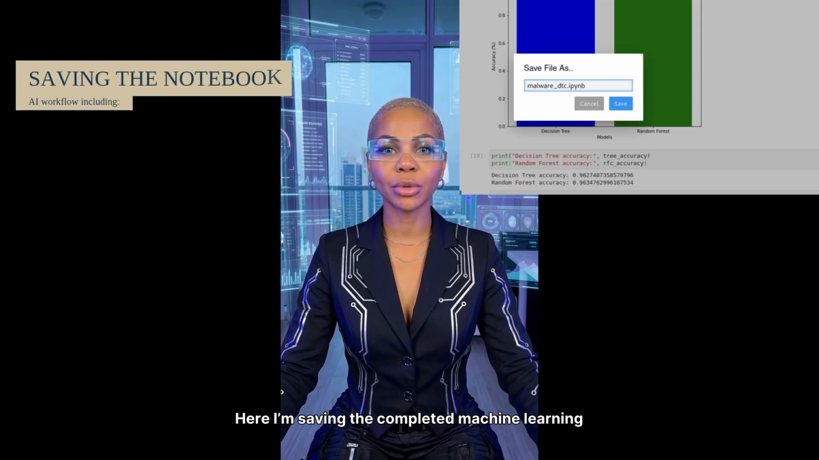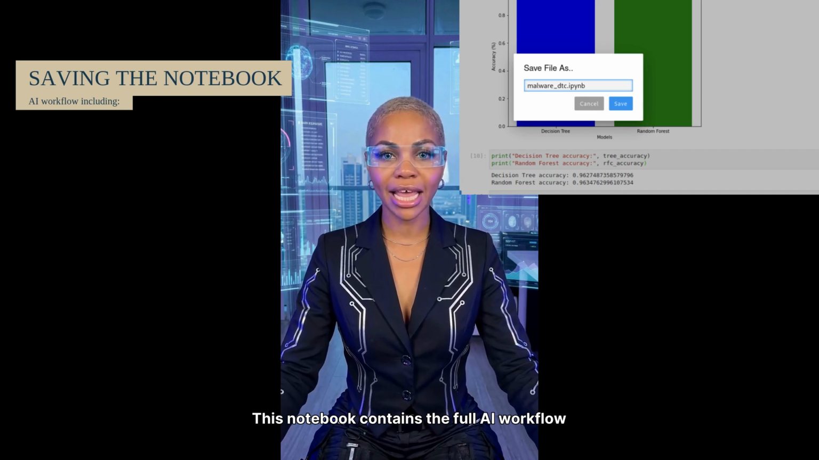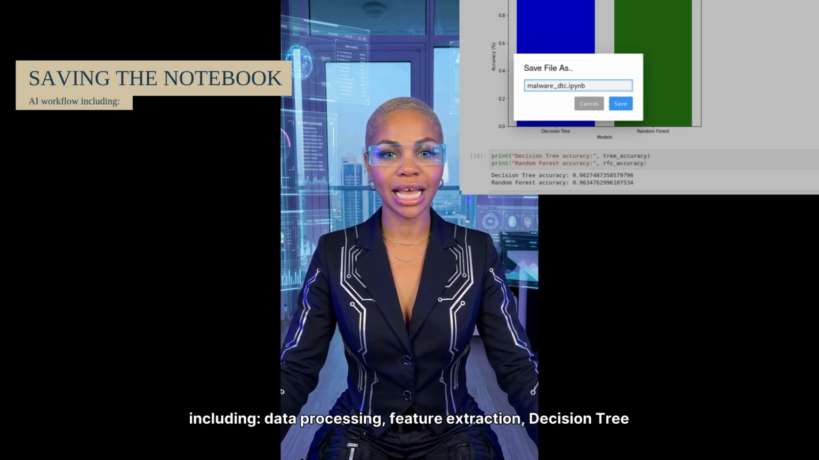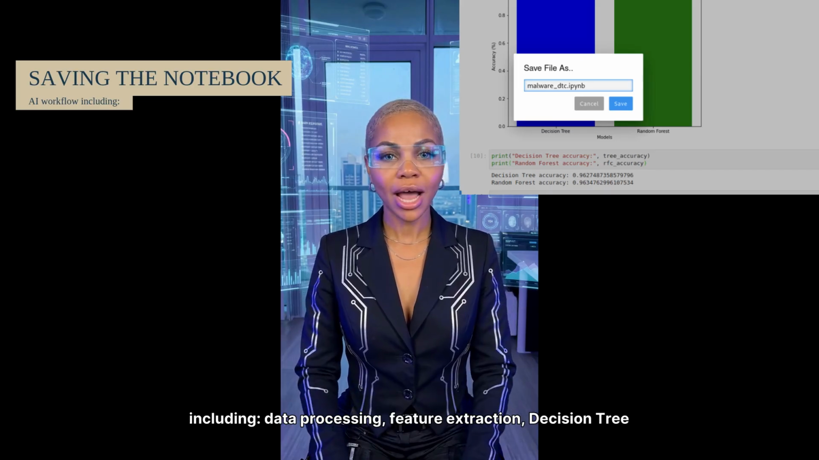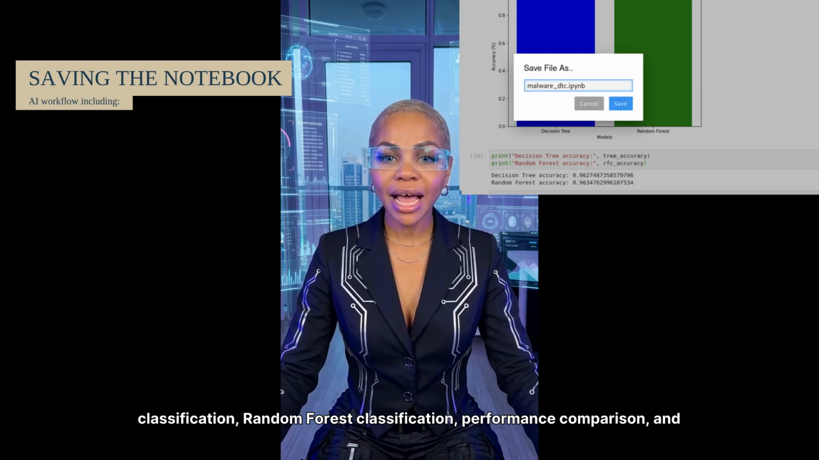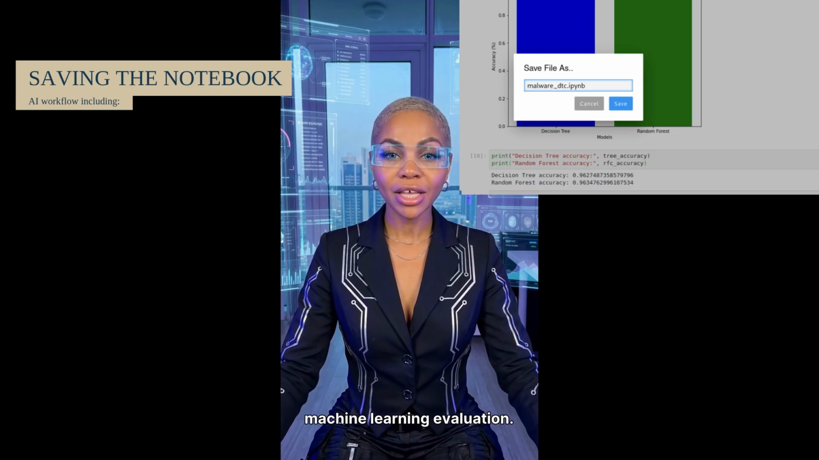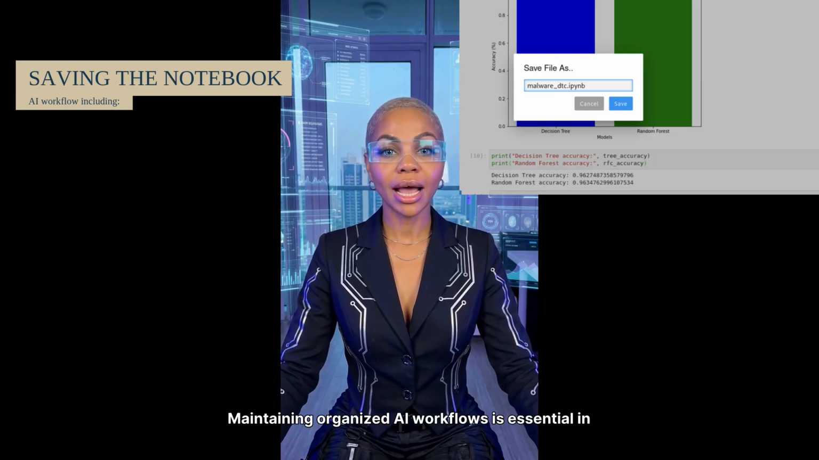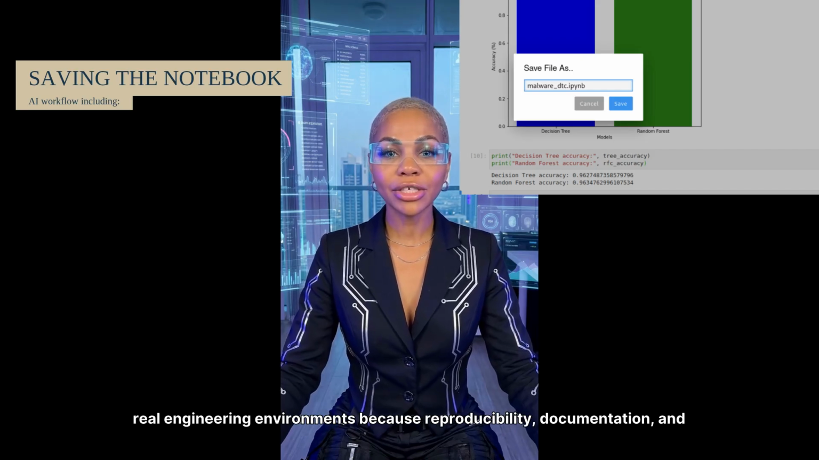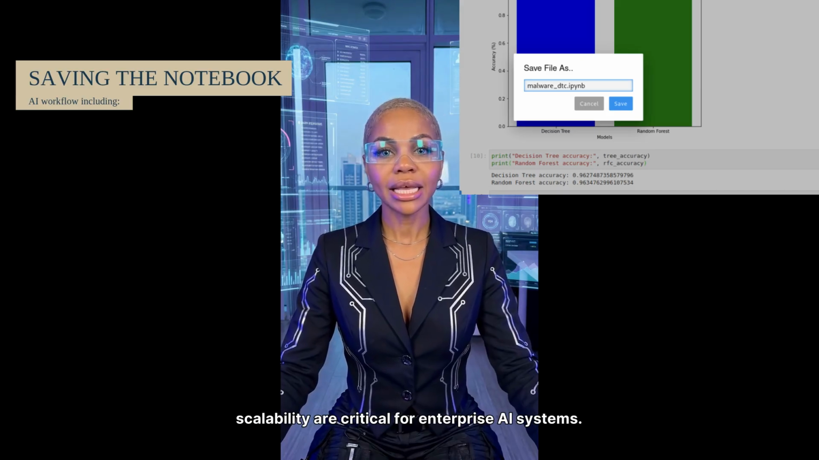Here I'm saving the completed machine learning notebook. This notebook contains the full AI workflow, including data processing, feature extraction, decision tree classification, random forest classification, performance comparison, and machine learning evaluation. Maintaining organized AI workflows is essential in real engineering environments because reproducibility, documentation, and scalability are critical for enterprise AI systems.